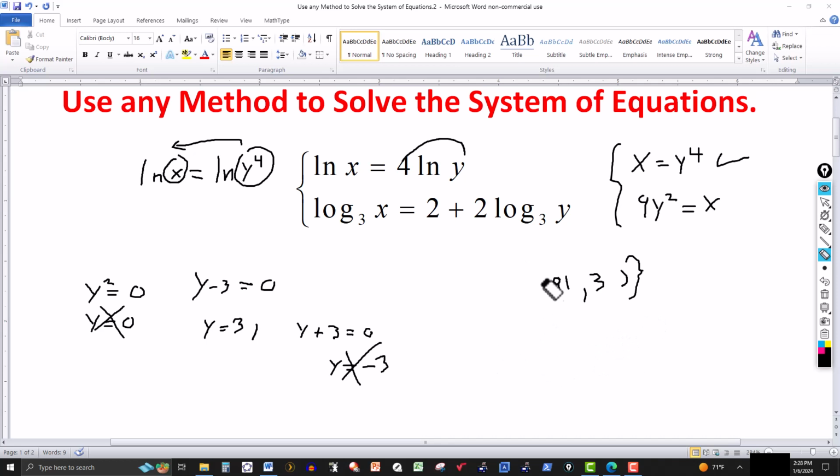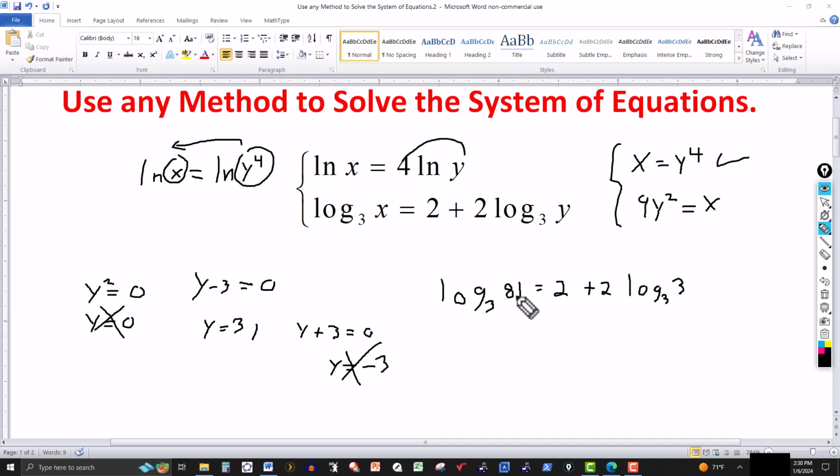Again, there are some equations where it might check in the first equation, but not in the second or third, depending on how many equations you have in the system. So you've got to go to the other one. So for the second equation, check it out. It's the log of x, and x is 81. So log of 81 to base 3 has to equal 2 plus 2 log of y to base 3. So let's see if this checks.